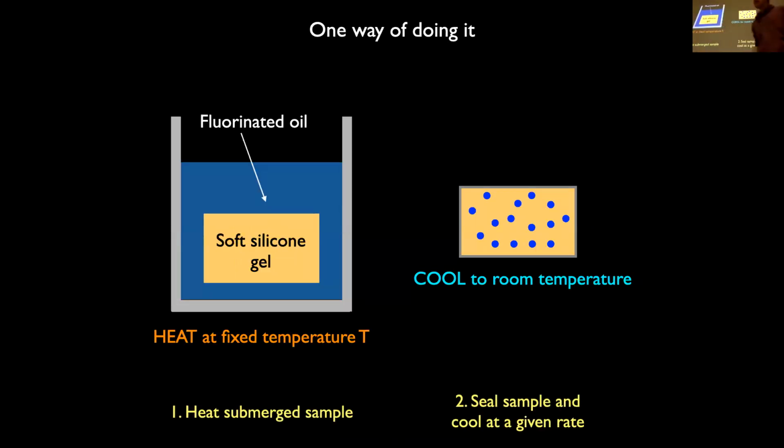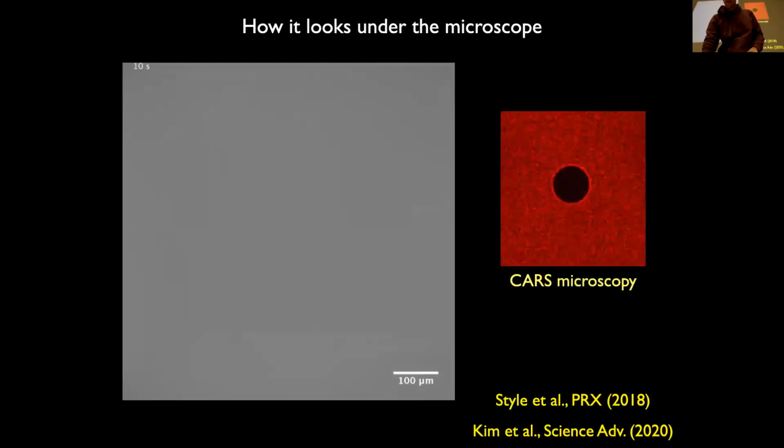And the way we do that is you just take something like a soft silicone gel, PDMS, for example. You dunk it inside of another liquid that it's partially soluble with, heat it up in the oven overnight so that it diffuses into the gel. And then literally all you do is take it out and put it on a microscope and see what happens. And it looks something like this.